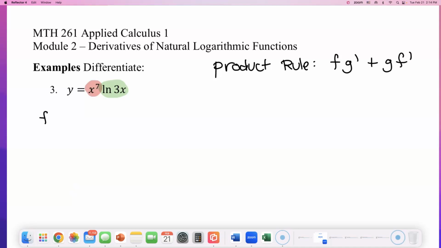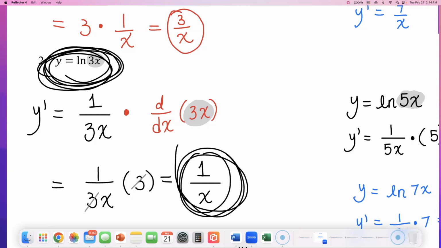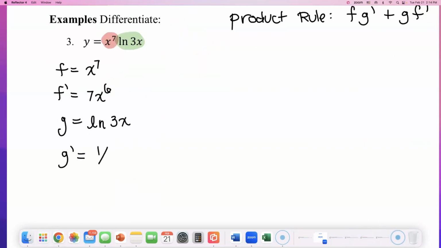So what's the first? X to the 7th, that red circle part, that's the first piece of the multiplication. If you take the derivative of that, you get 7x to the 6th power. What's g? This green, oh, we know what that is. That's natural log of 3x. We just found the derivative of that on page 87. You see? Derivative of natural log of 3x is 1 over x. So I'll write that down. The work is the same, 1 over x.